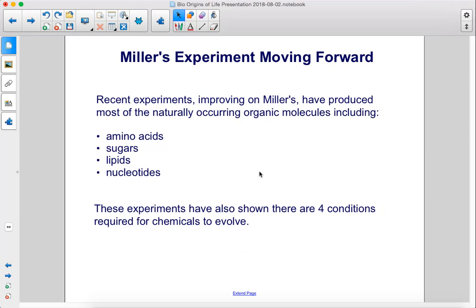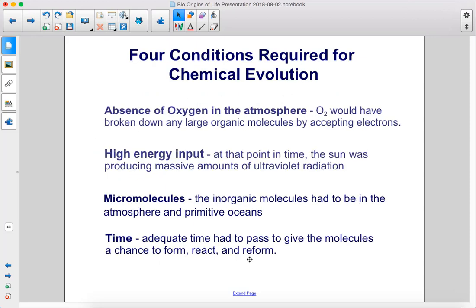Recent experiments improving on Miller's have produced most of the naturally occurring organic molecules, including amino acids, sugars, lipids, nucleotides. These experiments have also shown that there are 4 conditions required for chemicals to evolve. Here are the 4 conditions required for chemical evolution. The absence of oxygen in the atmosphere. O2 would have broken down any large organic molecules by accepting electrons.